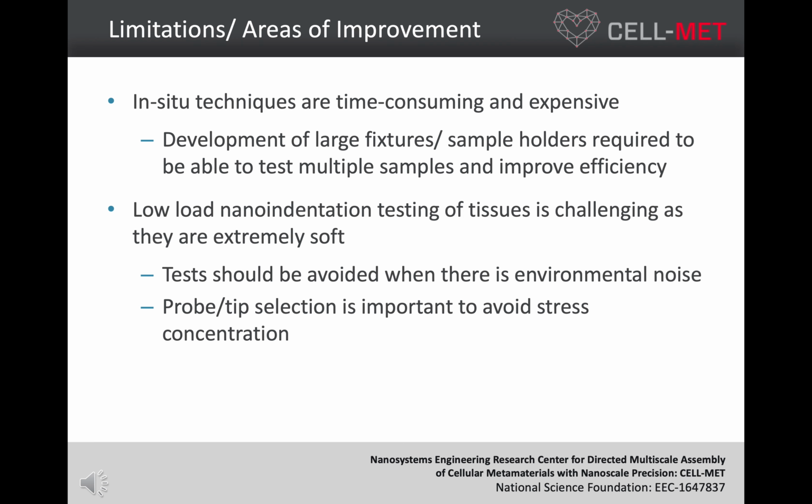Another major challenge is indentation testing of cardiac tissues. These tissues are extremely soft, making accurate determination of mechanical properties difficult. It is important that environmental noise is minimized by creating effective isolation. Probe or indenter tip selection is also critical for testing soft samples. Large, blunt tips should be used to avoid excessive stress concentration.